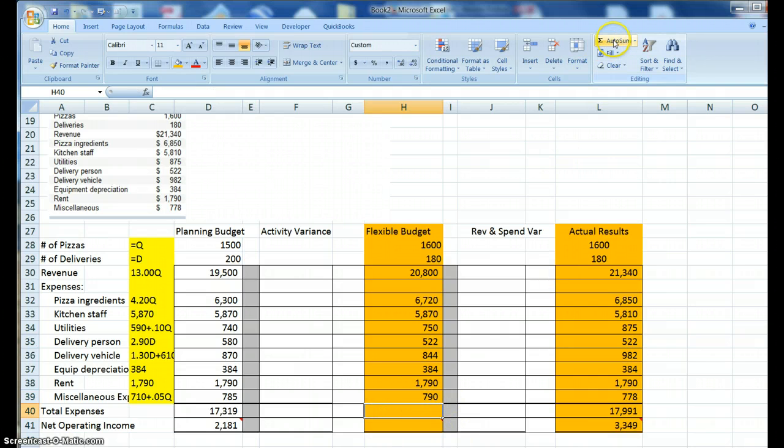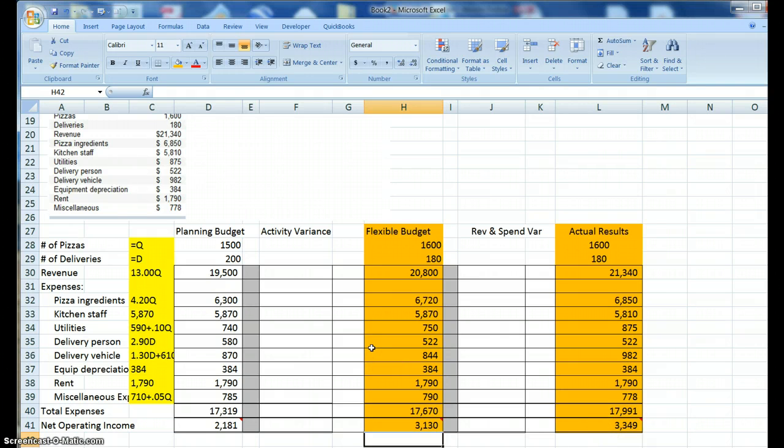So again, I'm going to use the Excel auto sum feature, select my range, subtract my total expenses from my revenues, and I want to check my check figure, and it agrees. Yay! And of course the actual results, we can't change that. That was a given number for us.